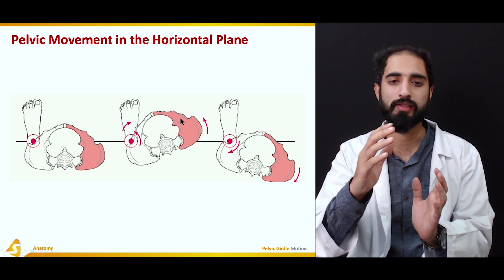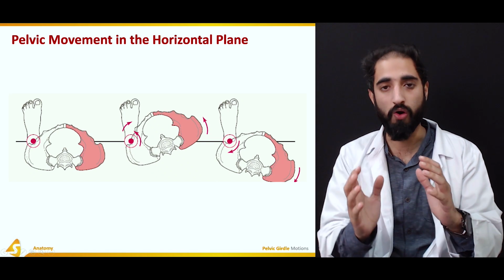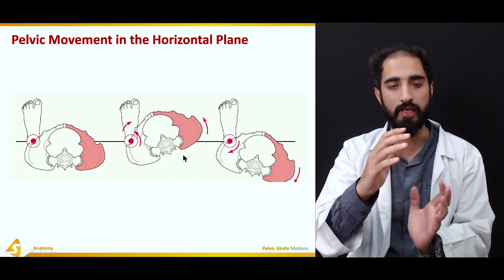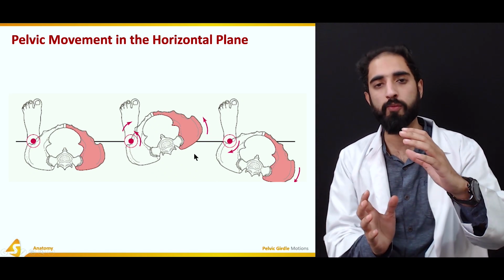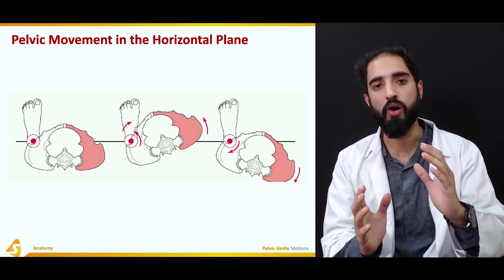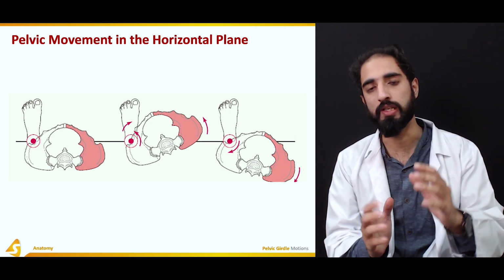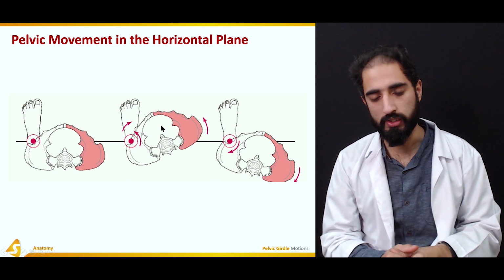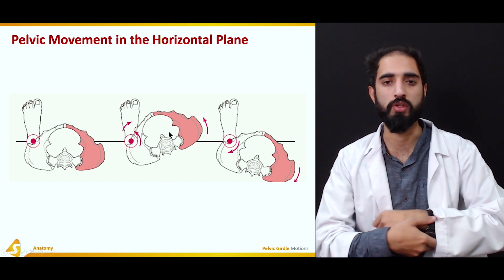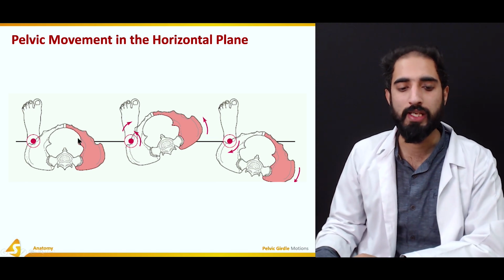If the right rotates anteriorly, this is known as anterior rotation of the right side, or anterior rotation towards the left side. And if the left moves anteriorly, it is the anterior rotation of the left, or the anterior rotation towards the right. That is very important to understand, the terminology of how we are going to describe it in terms of biomechanics. So this is neutral.